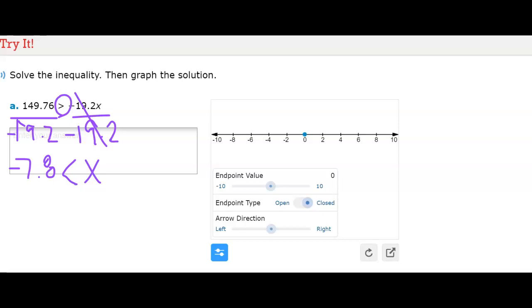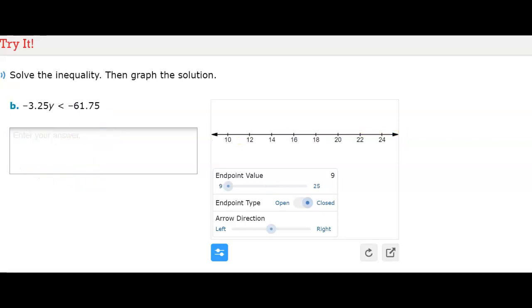And as you can see, there is no line underneath that symbol, so there is no equal to. So that tells us that our circle has to be open. So we're going to have an open circle on top of the negative 7 8/10. So that's going to be about there. And because x is greater than the negative 7 8/10, our arrow is going to go this direction for all of those numbers that are greater than negative 7 8/10.